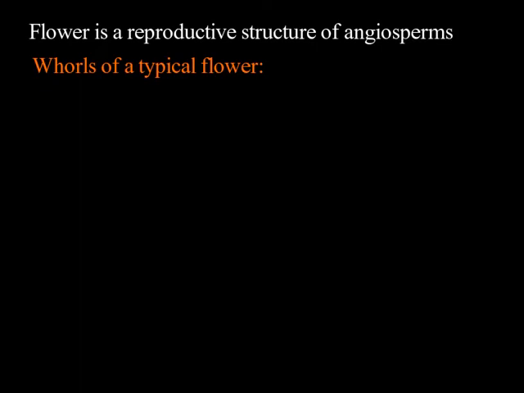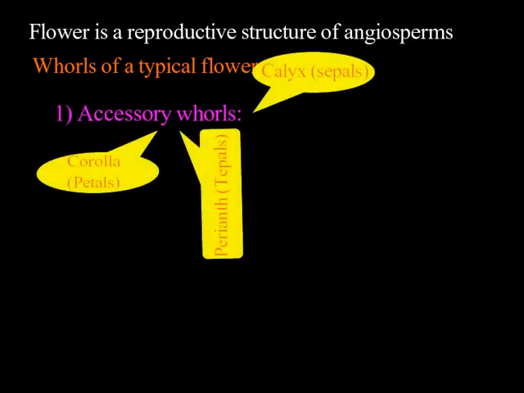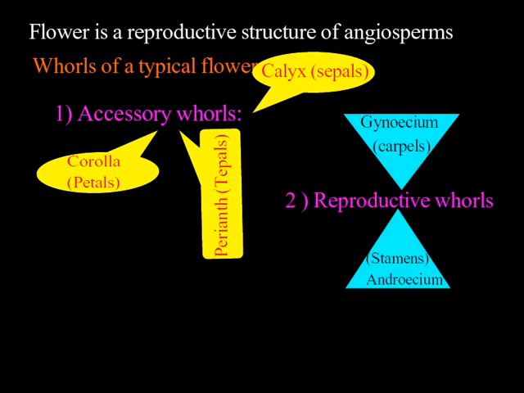The calyx and corolla are accessory whorls, while androecium and gynoecium are reproductive or essential whorls. The calyx and corolla may be fused in plants like lily to form perianth. The individual members of the calyx, corolla, androecium and gynoecium are called sepals, petals, anther and carpel respectively. The members of the perianth are called tepals.